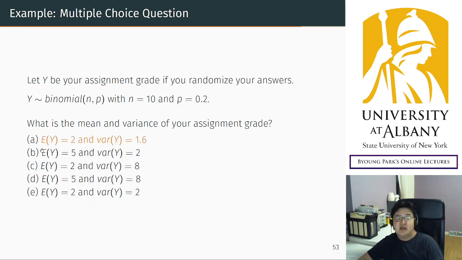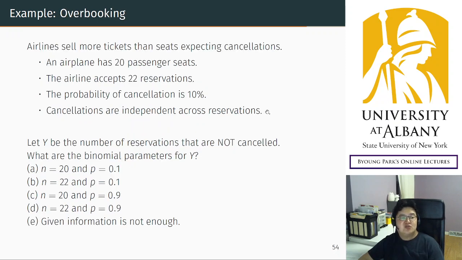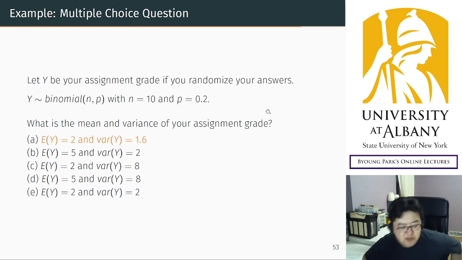The answer is A. Simple. If you multiply these two, you get the mean. And if you multiply 10 times 0.2 times 0.8, where 0.8 is the probability of wrong answers, then you get the variance, right? So as you can see, if you know the parameters, you can calculate anything.